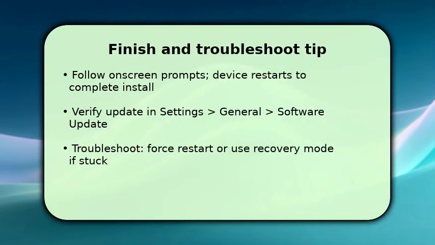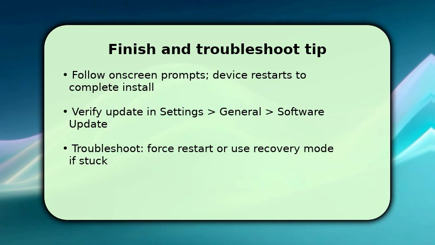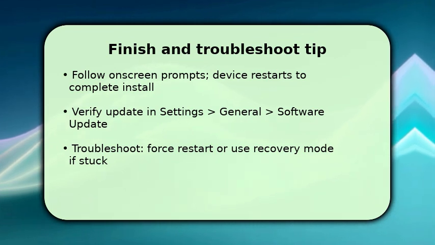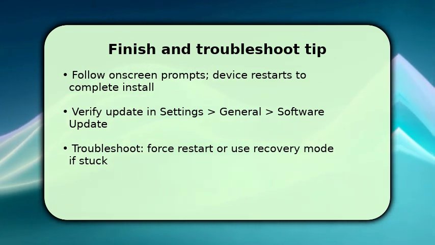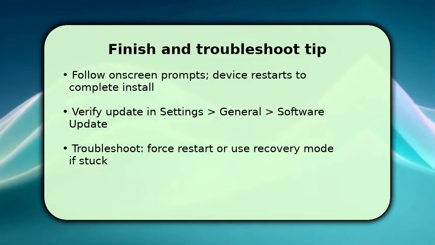You finish by following on-screen prompts. The iPhone will restart and display an update progress bar, then boot to the lock screen when complete. Once back, go to Settings, General, Software Update to confirm the installed version and check that apps and settings behave normally.